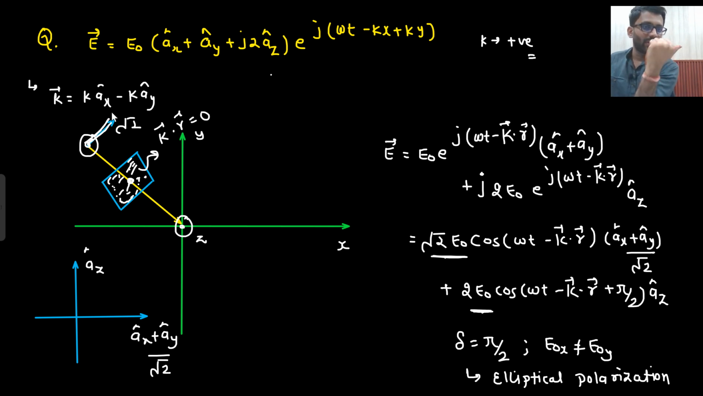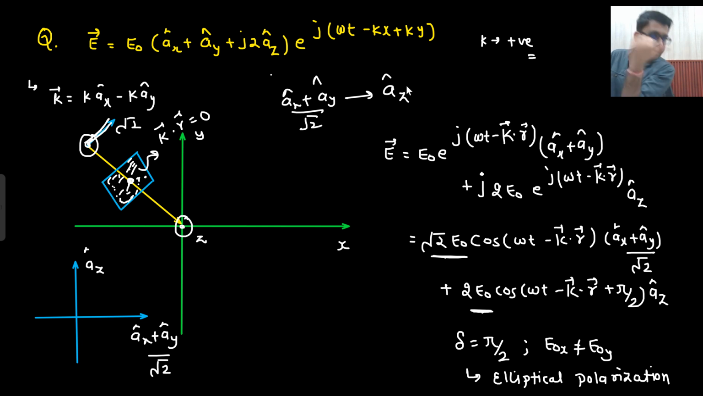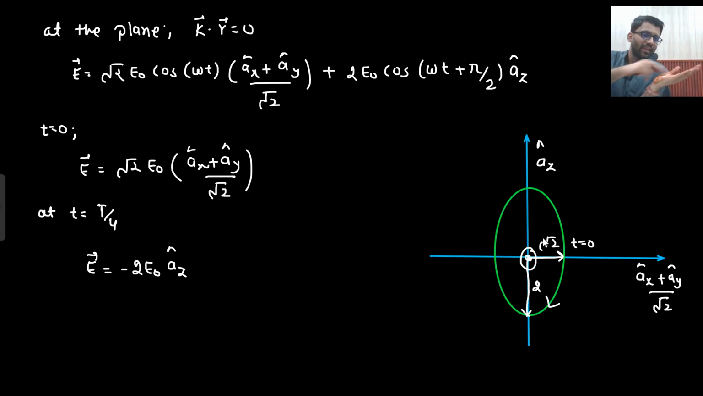So if I do the cross product like this, from Ax, how am I doing the cross product? Ax cap plus Ay cap divided by under root 2 to Az cap. I am going from here to here. If I use my right hand and I go from Ax cap plus Ay cap divided by under root 2 to Az cap, then the thumb shows the direction of propagation. So similarly on this plane, if I go from Ax cap plus Ay cap divided by under root 2 to Az cap, then the thumb should show me the direction of propagation. So this is my direction of propagation, coming towards me.